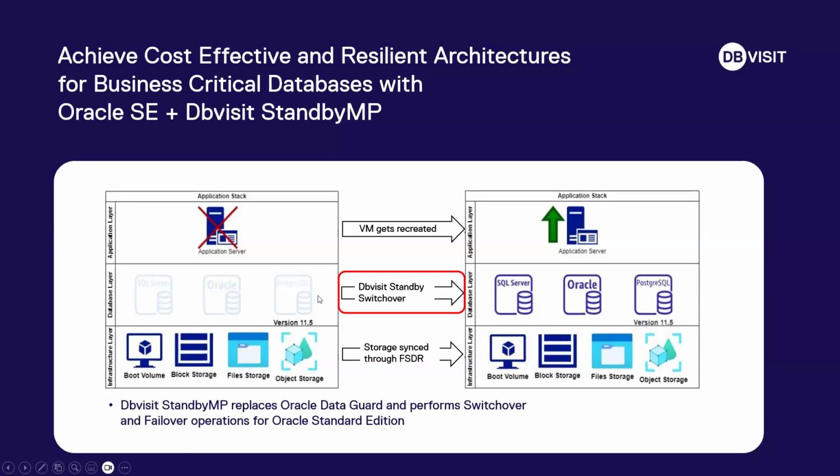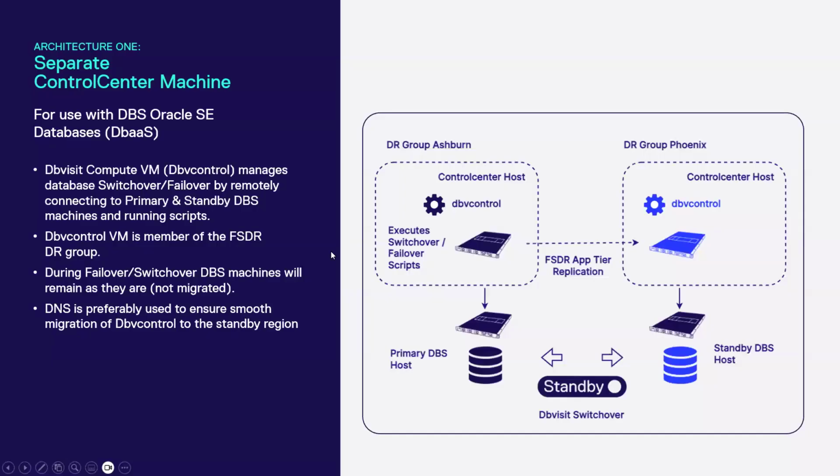So let's look at one of these methods, each and every method. The first method is, as I said, you cannot add your machines or DBS machines onto your DR protection group if you're using Oracle SE. So what we did is we created a compute instance with no other purpose than starting your FSDR plans.